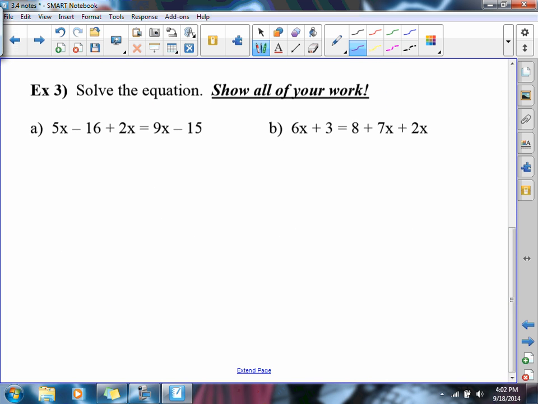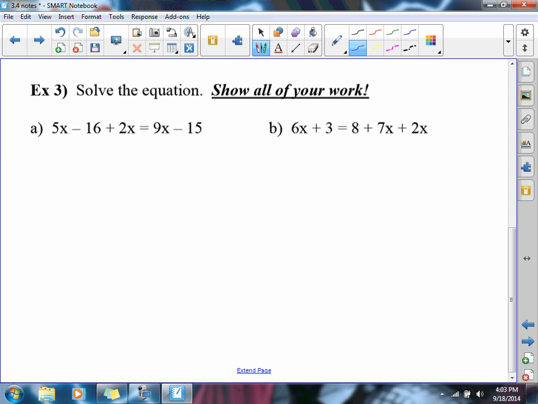Okay, again, we're going to solve these equations. Now they're a little more complicated. And what we're going to have to do now is combine like terms on both sides of the equal sign and then move all your variables and all your numbers to one side of the equation or the other.